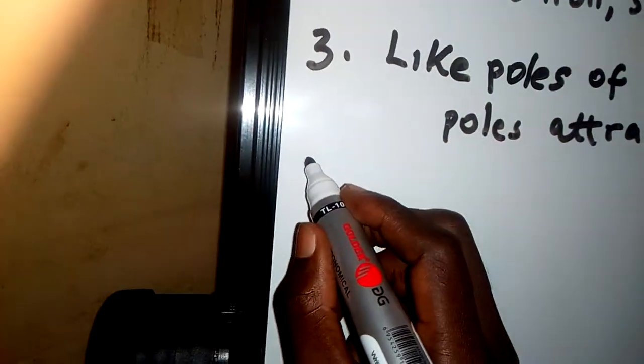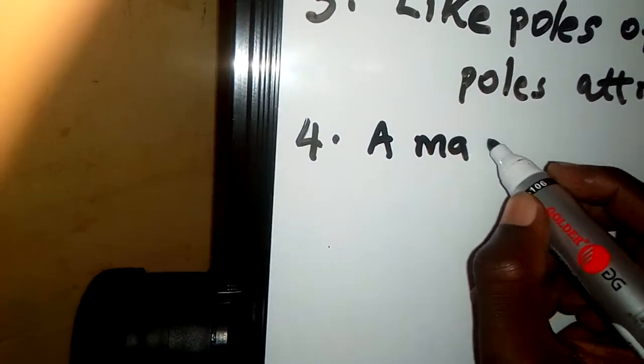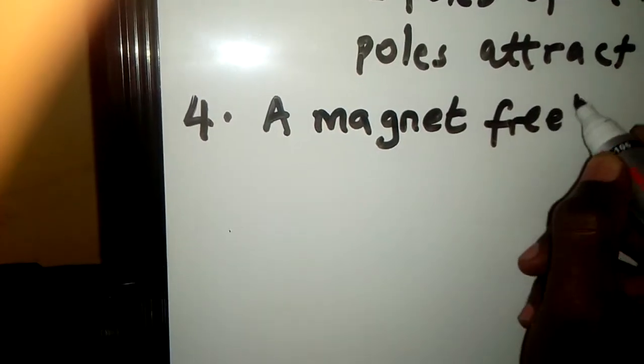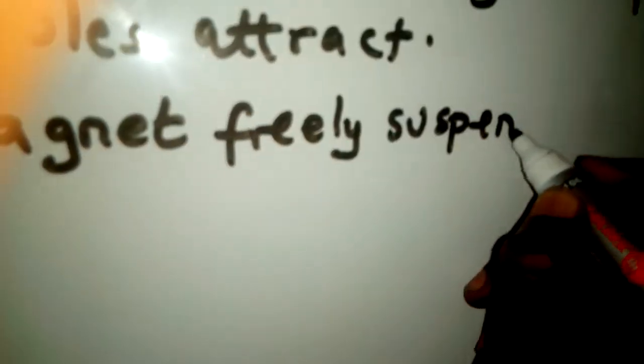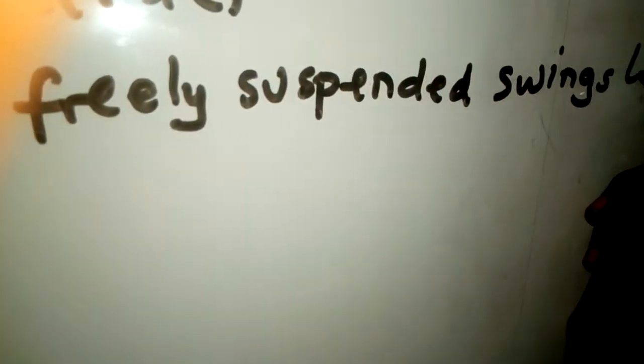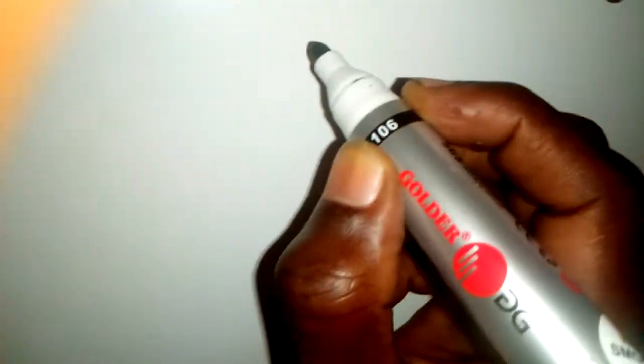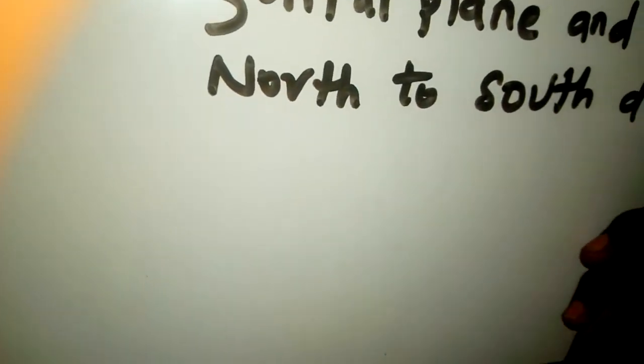Now, point number 4 about a magnet, that a magnet freely suspended swings to and fro in a horizontal plane and comes to rest in north to south direction.